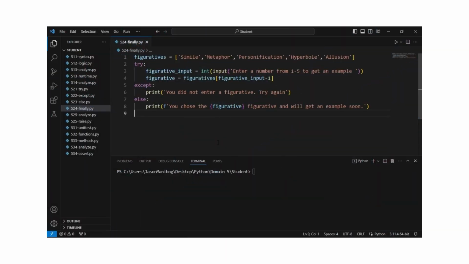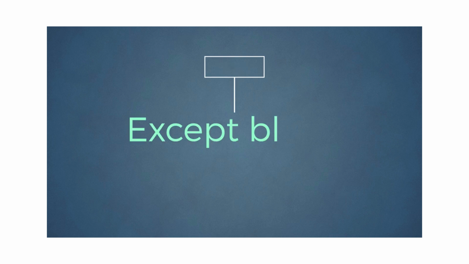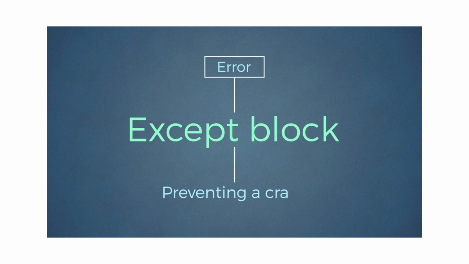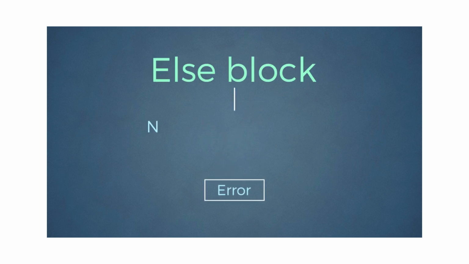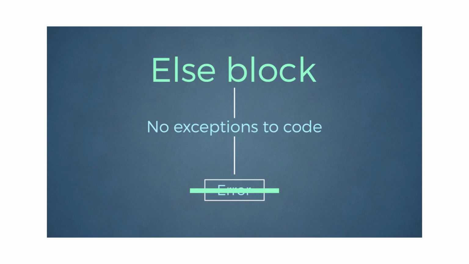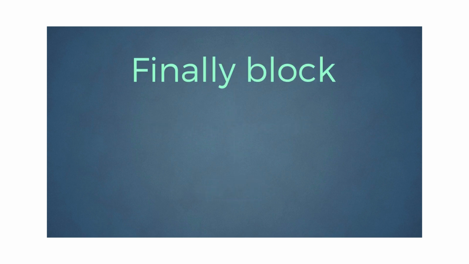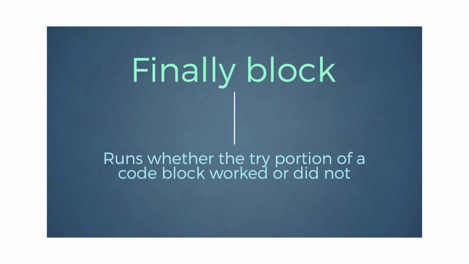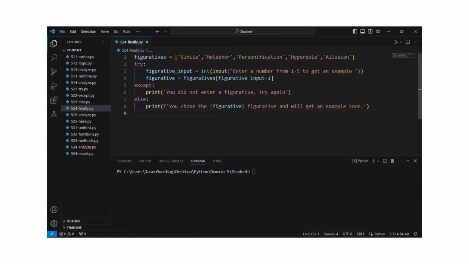Within a block of code for catching errors, you may want some code to run no matter the outcome of the try portion of the code. The except block executes when an error occurs, preventing a crash. Else runs if there are no exceptions to code, meaning no errors were caught by the except block. The finally block is a code block that runs whether the try portion of a code block worked or did not. I have the code example from the previous topic open in a new file version, the 524 finally file.